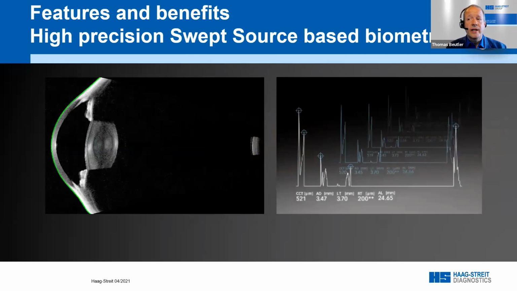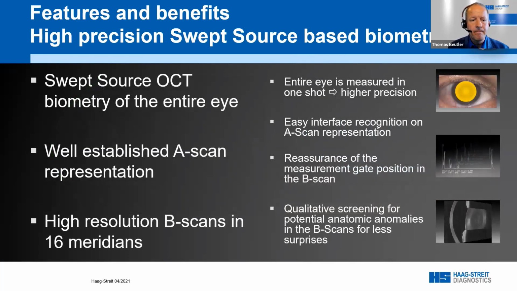The next feature I would like to talk about with you is the Swept Source based biometry, because here we have additional features which we can provide. We not only have an A-scan, like with the old-day biometers, where you have peaks of intensity of a signal from the cornea through the lens to the retina, but we have a full B-scan of the entire eye. And I would like to show you how beneficial this may be.